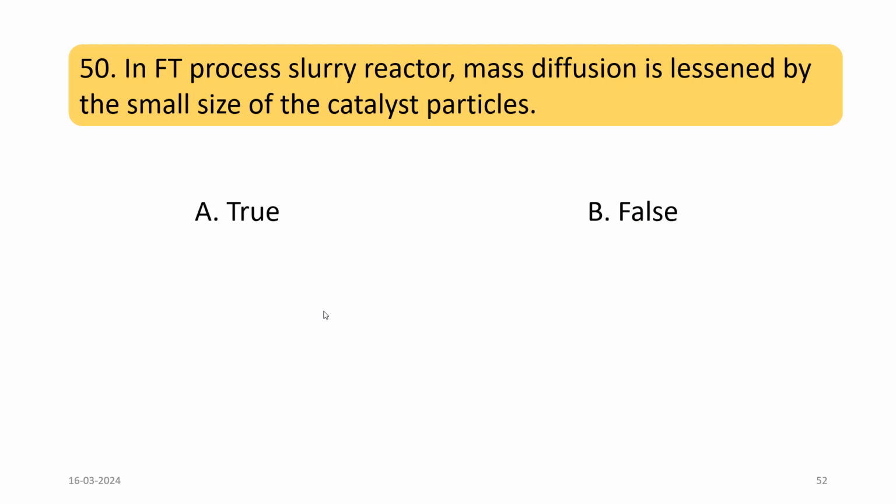Next, in the FT process slurry reactor, mass diffusion is lessened by the small size of the catalyst particles. So in the slurry reactor, we have seen that solid catalyst particles are suspended in liquid hydrocarbons. This solid particle size is very small. That is why mass diffusion is less if we use a slurry reactor in the FT process. So the answer is true.